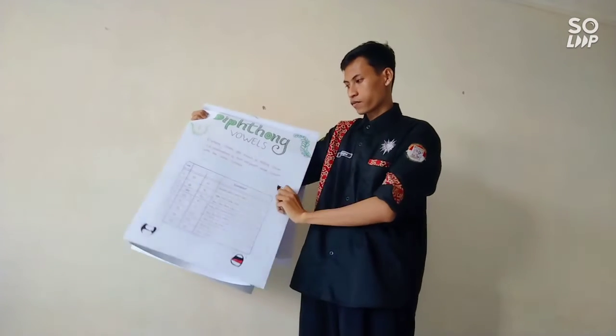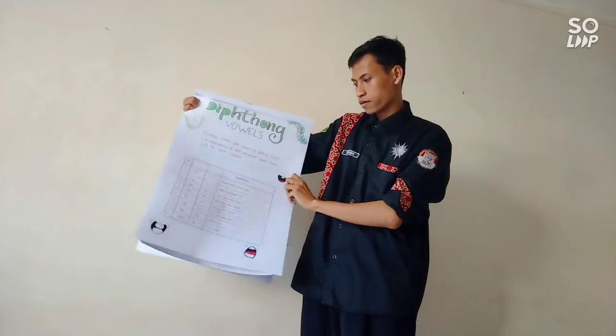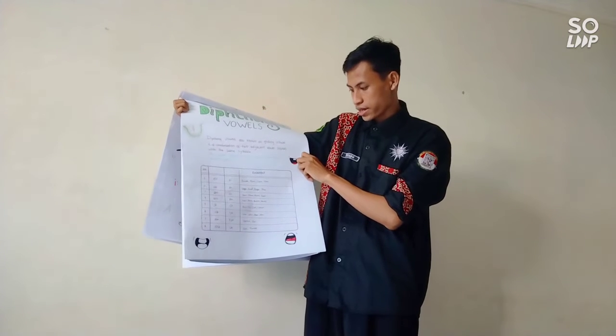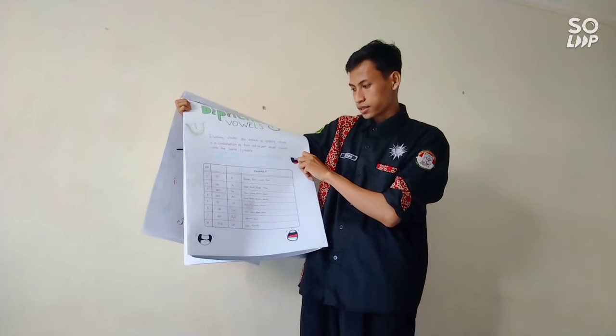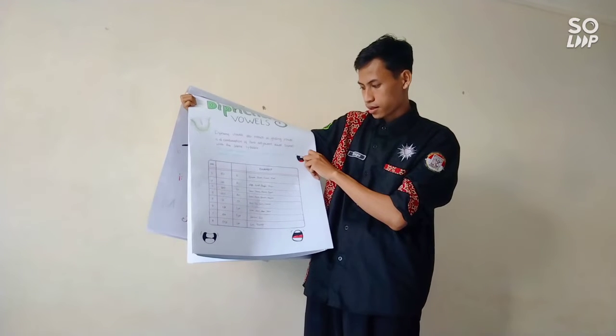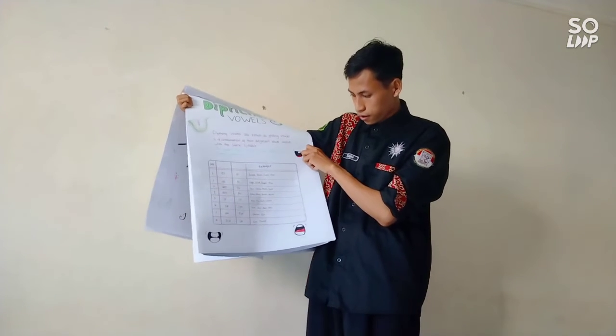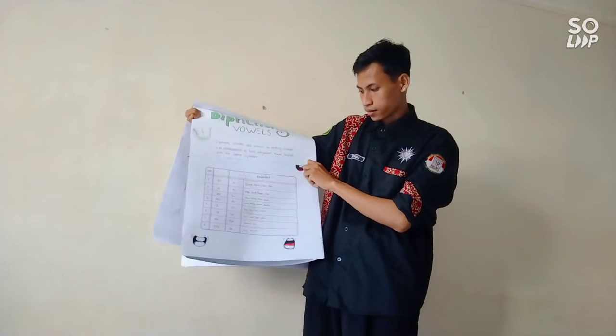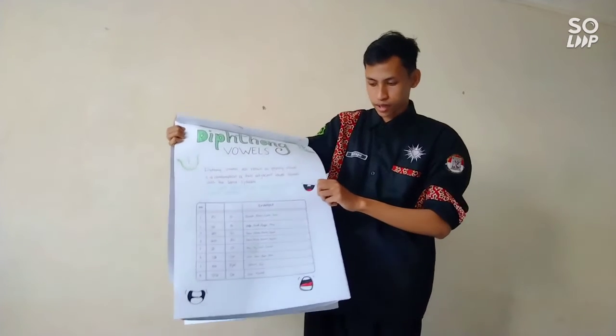For example, you have /eɪ/ for brake, rain, case, and face. Next is /aɪ/, as in high, kite, five, and price. And we can see this on the table.